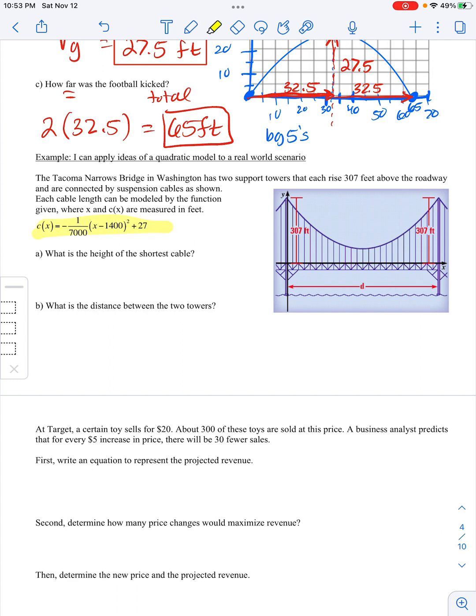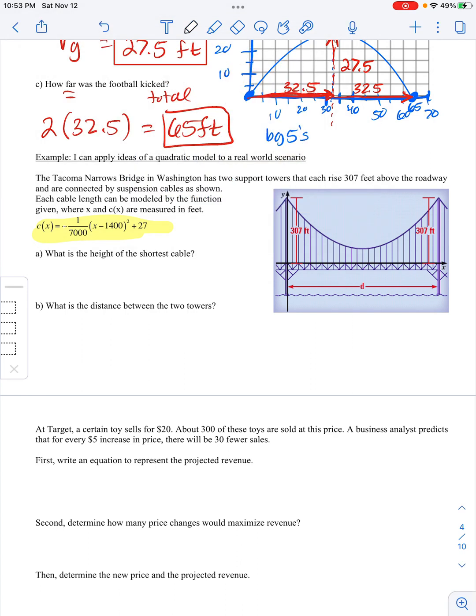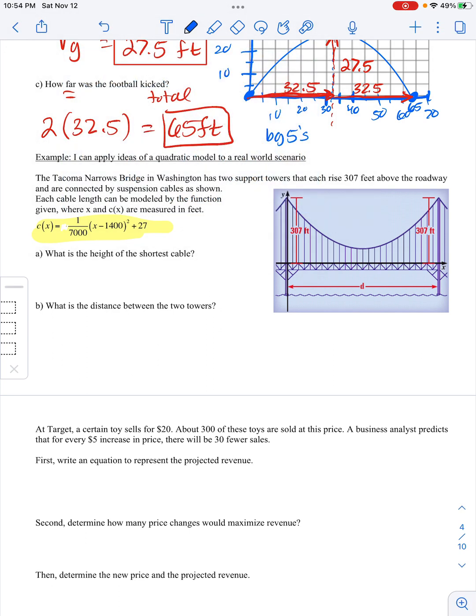I always look at the equation first. And actually, this one always bothers me because this should not be negative. Because if you look at this picture, the parabola is obviously not opening down. So that should be a positive. That bugs me every time I see this worksheet.